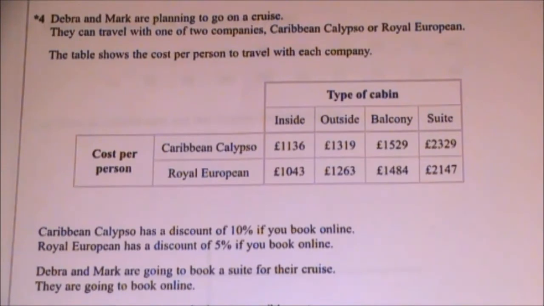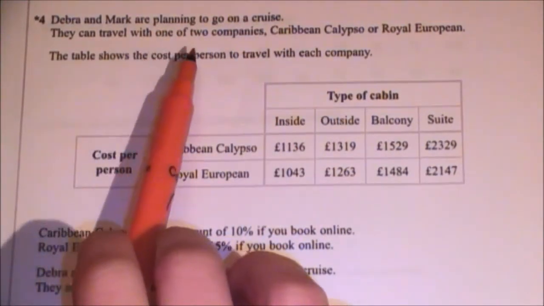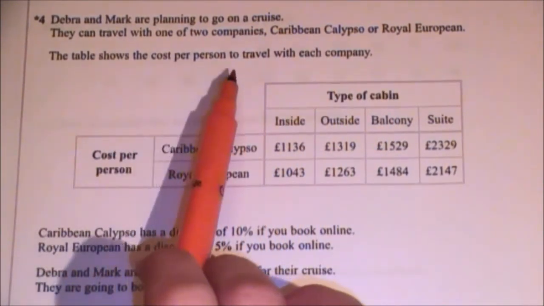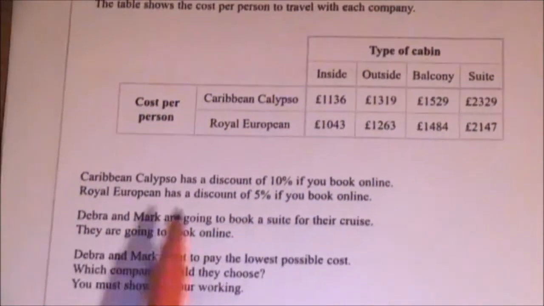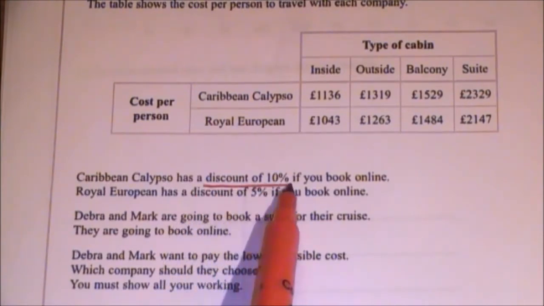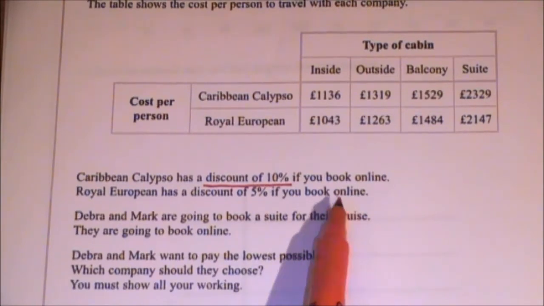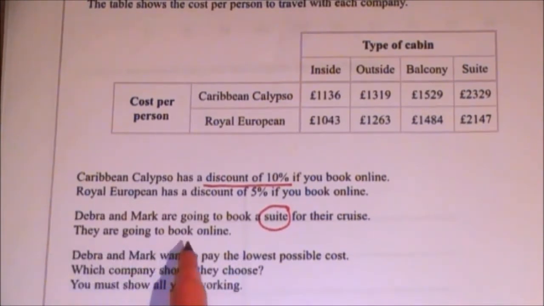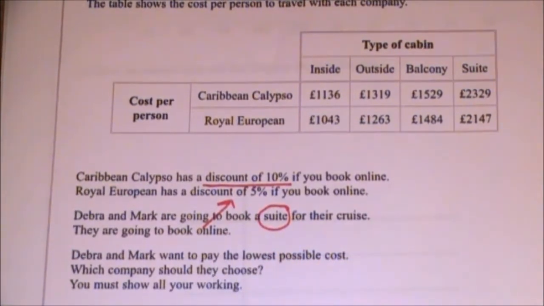Question 4 is one of those questions that requires a lot of thinking around a problem and a very logical layout. Deborah and Mark are planning to go on a cruise. They can travel with one of 2 companies, Caribbean Calypso or Royal European. The table shows the cost per person to travel with each company. Caribbean Calypso has a discount of 10% if you book online. Royal European has a discount of 5% if you book online. Deborah and Mark are going to book a suite for their cruise. They are going to book online. So the fact that they're going to book online means this is important.